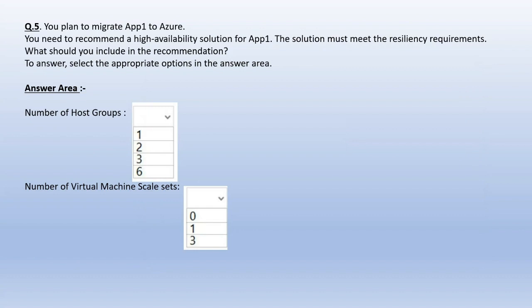Plan to migrate F1 to Azure. You need to recommend a high availability solution for F1. The solution must meet the resiliency requirements. What should you include in the recommendation? To answer, select an appropriate option in the answer area. Answer area number 1, number of host groups. How many host groups will we require? Number of virtual machine scale sets. Options are 0, 1, 2, 3.